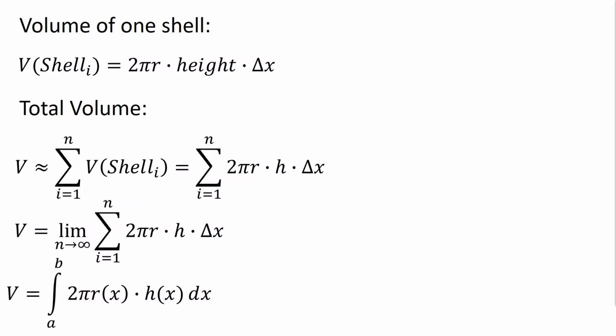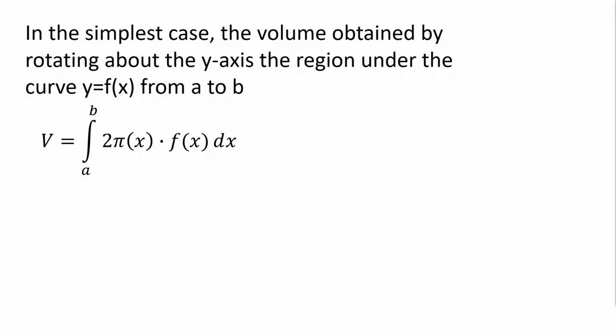So what does this look like in practice? In the simplest case, our volume is going to be obtained by rotating about the y-axis some region under the curve y equals f of x from a to b. In that case, my volume is going to be the integral from a to b. My circumference now is just going to be 2 pi x, because the radius will be equal to x. My height will be determined by the value of the function, so I get the integral from a to b of 2 pi x times f of x dx.